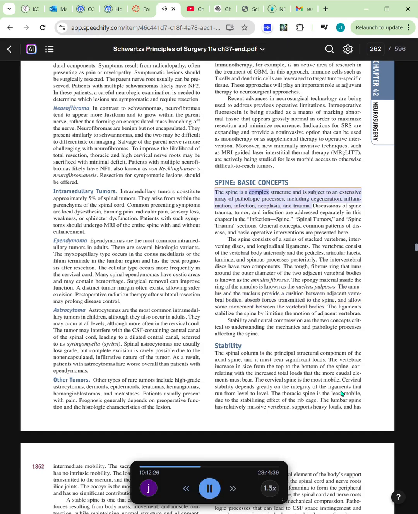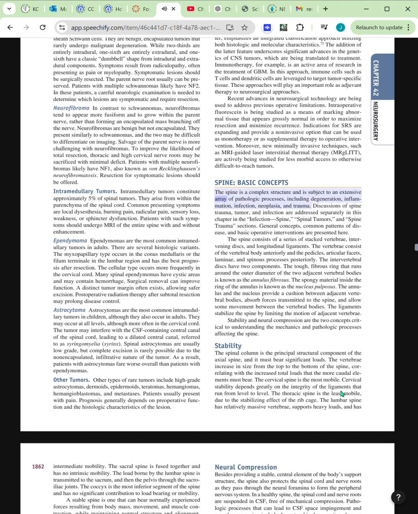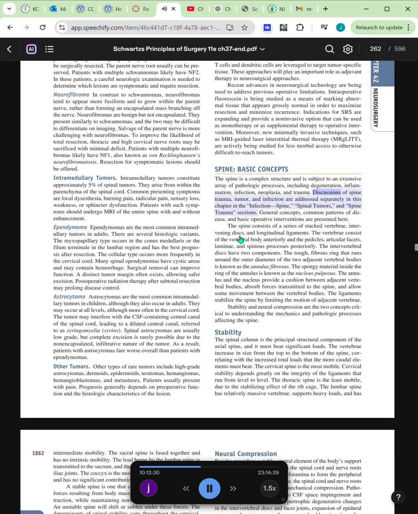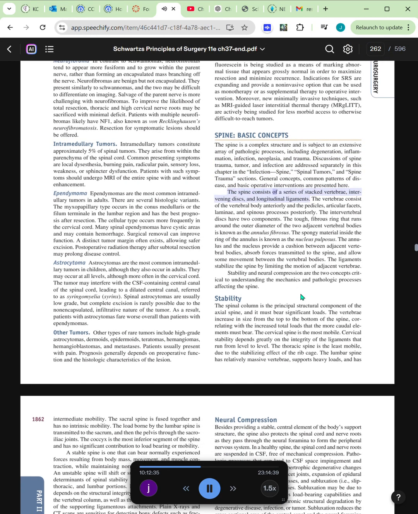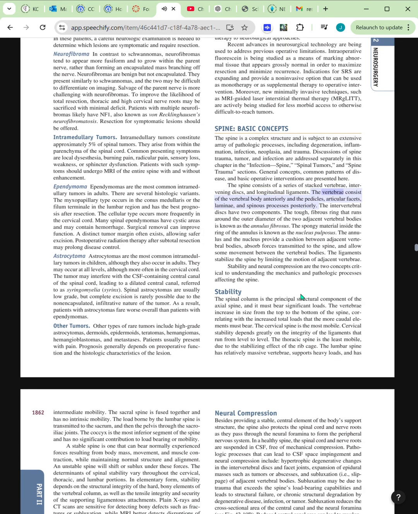The spine is a complex structure and is subject to an extensive array of pathologic processes, including degeneration, inflammation, infection, neoplasia, and trauma. The spine consists of a series of stacked vertebrae, intervening discs, and longitudinal ligaments. The vertebrae consist of the vertebral body anteriorly and the pedicles, articular facets, laminae, and spinous processes posteriorly.